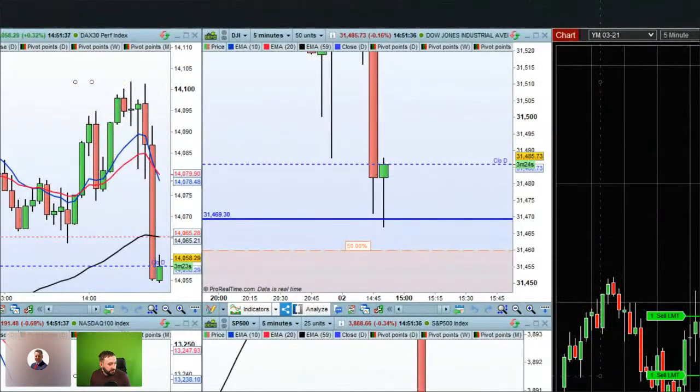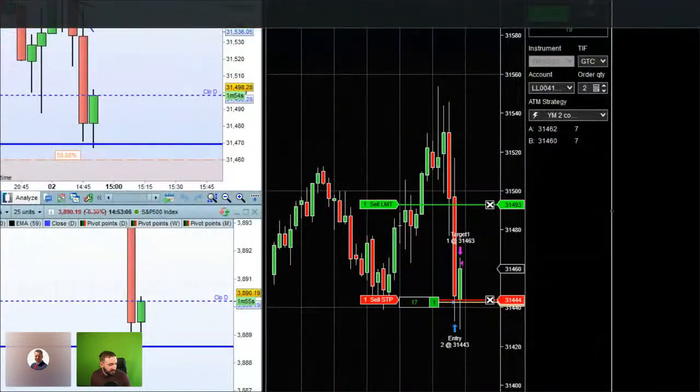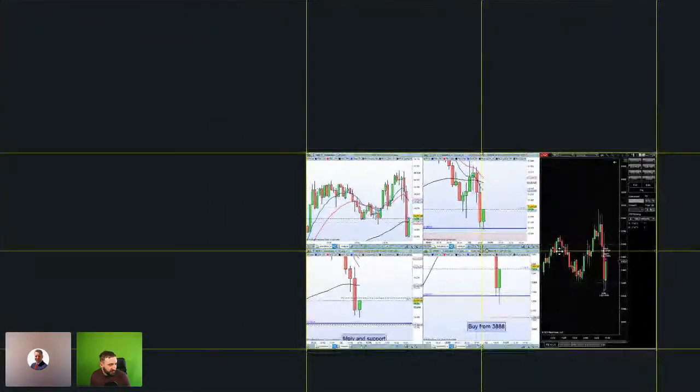So anyway, market pops up and eventually we get both our profit targets hit there, or I think I've decided to discretionary take profit. So that's an example.